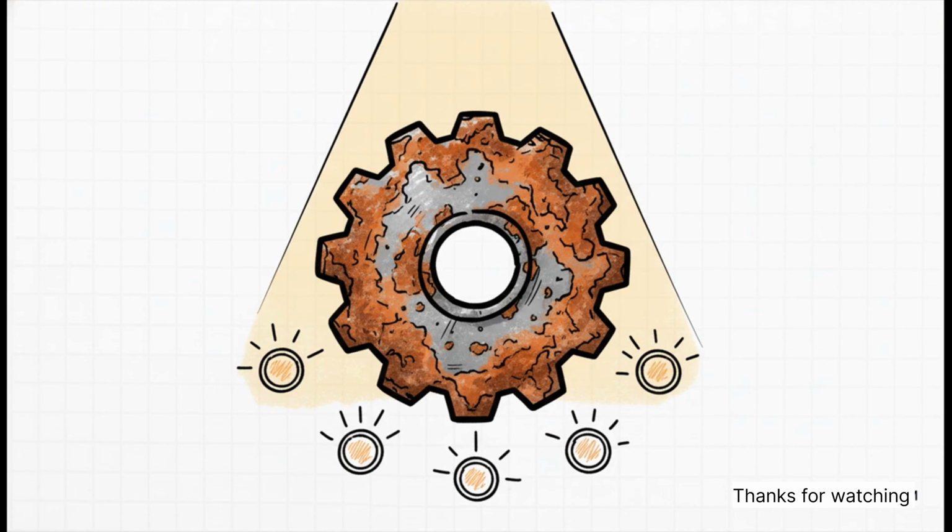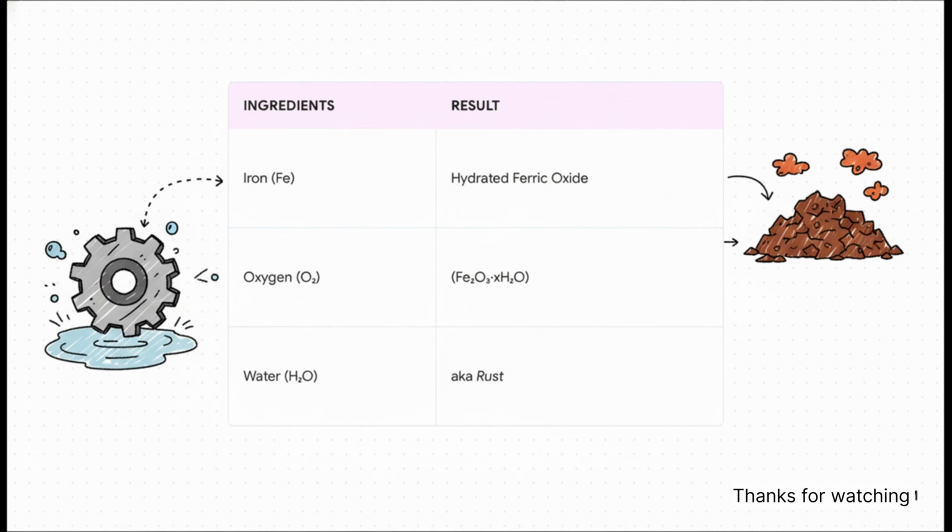And here it is, the celebrity of the corrosion world. The one everybody knows and loves to hate, that flaky, reddish-brown stuff we call rust. Now, what's really fascinating here is just how simple the recipe for rust is. You just need three things that are pretty much everywhere: iron, oxygen from the air, and a little bit of water. Mix them together, and you get hydrated ferric oxide, the proper chemical name for rust.